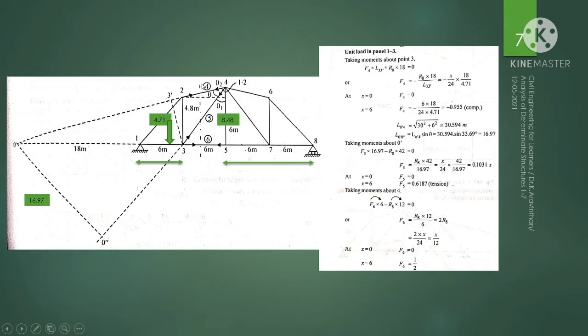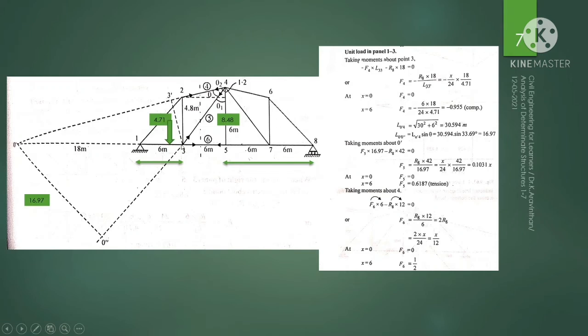After placing this load here, this is our section plane. We will be taking the right hand side. Looking into the right hand side, R8 into 18. 6 plus 6 plus 6 is 18. So this will be anti-clockwise, hence it is minus R8 into 18.